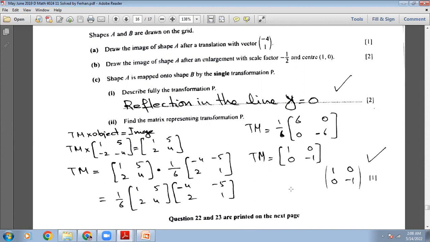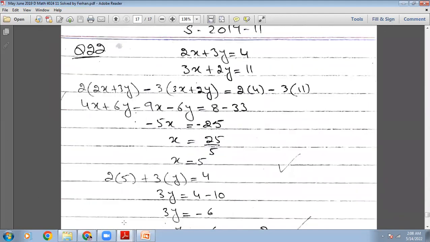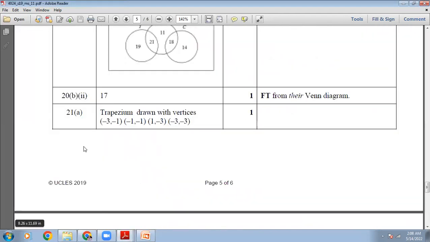So this is how we found the transformation that represents the reflection in y equals to 0, if you do not remember it. Okay, so let's check the marking scheme.